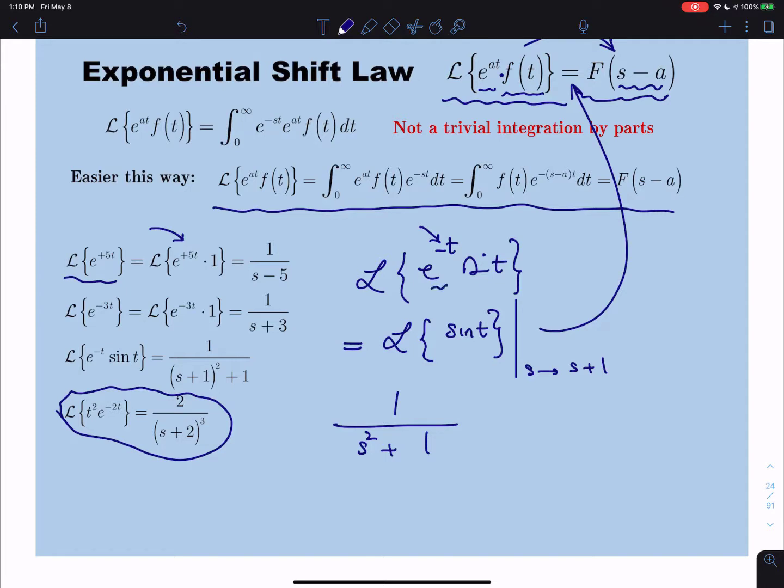But since it's got an exponential product in time domain, you have to remember to apply the exponential shift law to this, which means you have to drive s to s plus 1, and ergo, that's the Laplace transform for e to the negative t sine of t. So it's a very nice law to use. It's a nice property, and it will make a lot of Laplace transforms a whole lot easier to deal with.